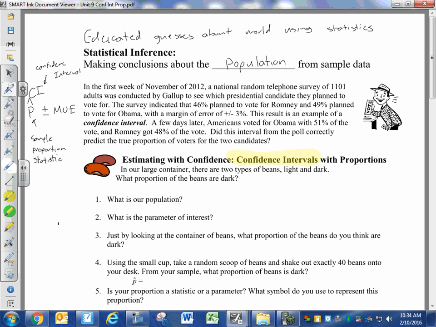Now, here's a question. This is kind of the basis of this unit. I got a jar of beans here. Some light beans and some dark beans. I want to figure out what proportion of these beans are dark compared to light. Well, what can we do? What are some guesses? What do we think, Ms. Falco? What proportion of these beans are dark beans?